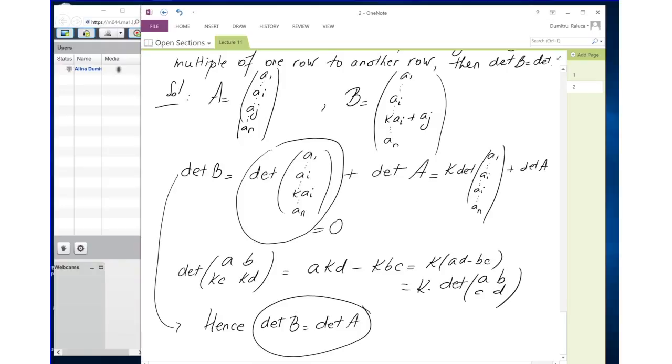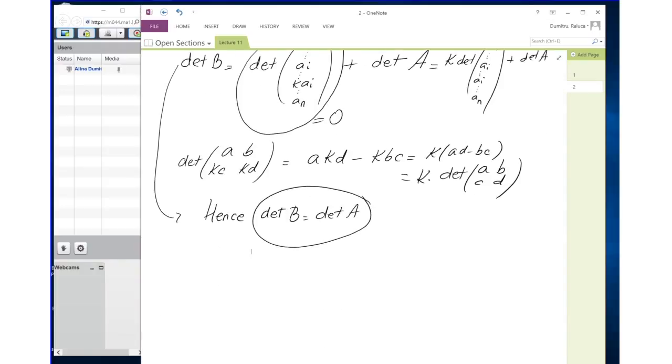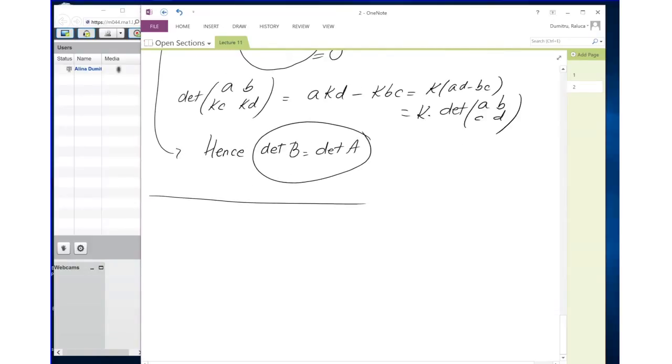Yes, and each time add a multiple of one row to another. So, right? So, add one. Thing. So there is no change. Okay, some more properties.